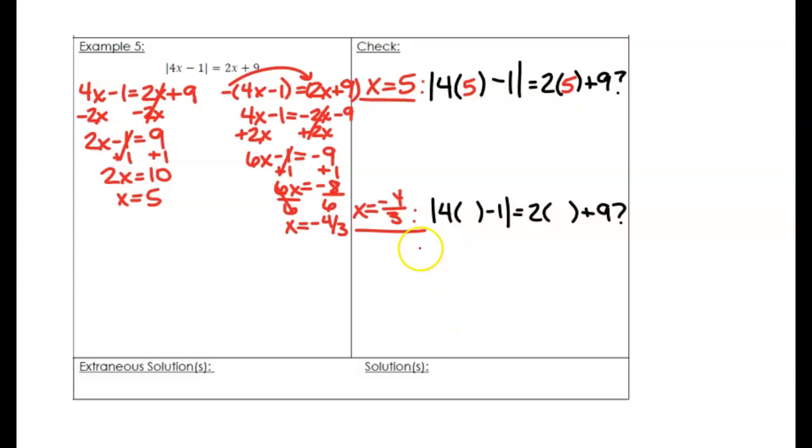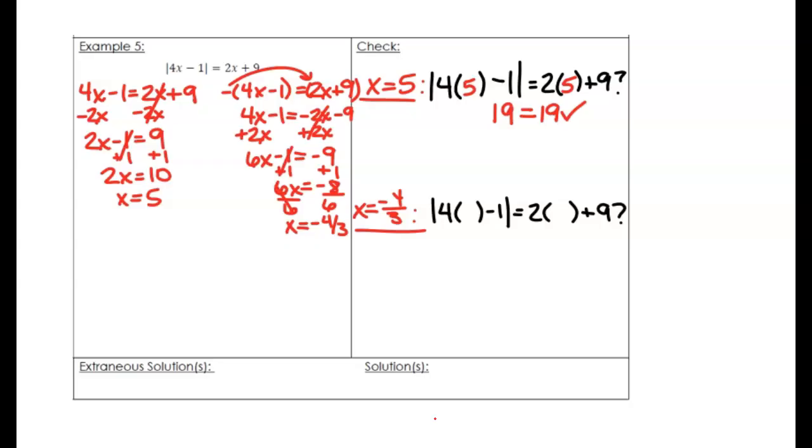So I substitute my x value of 5 into the original function. 4 times 5 is 20. 20 minus 1 is 19. And the absolute value of 19 is just 19. On the right side, 2 times 5 is 10, and 10 plus 9 is also 19. So this is a solution.